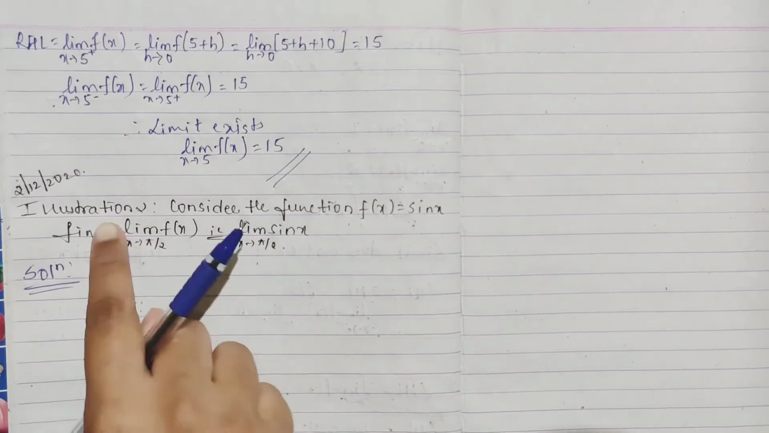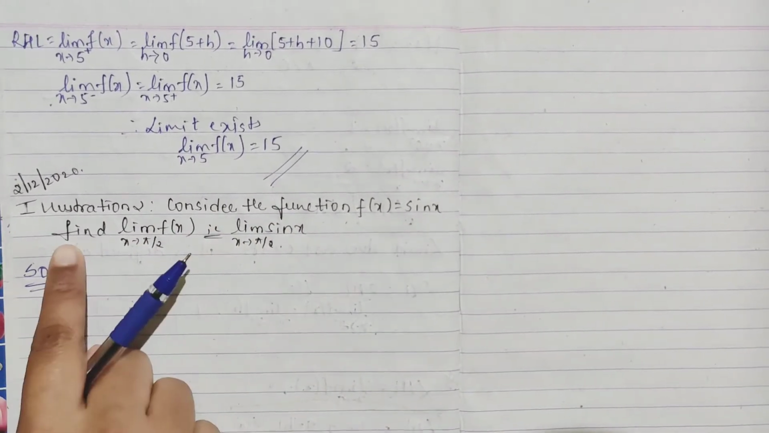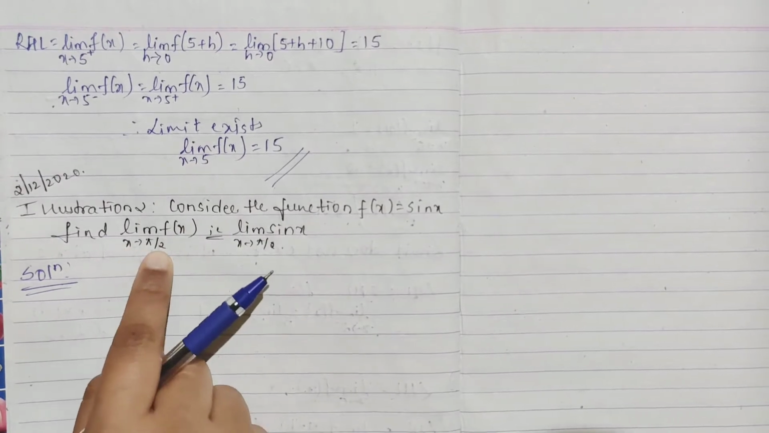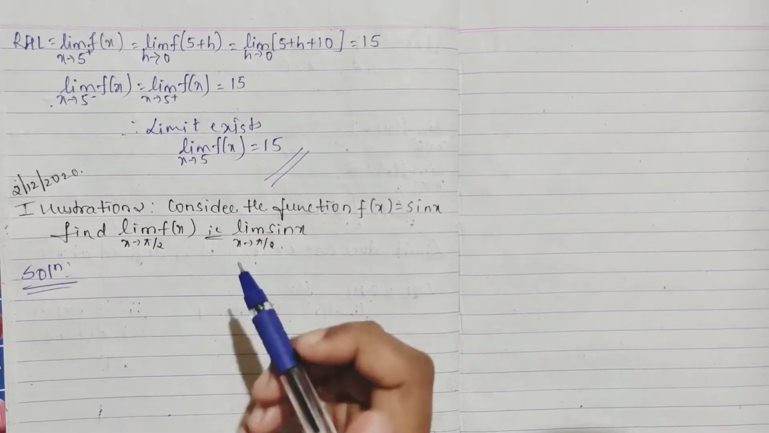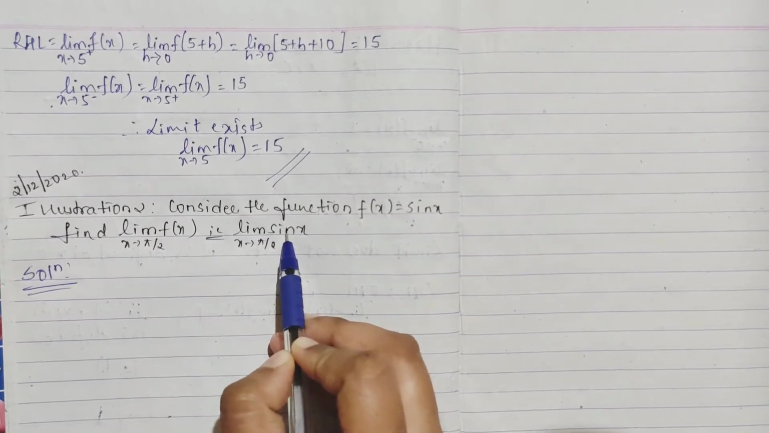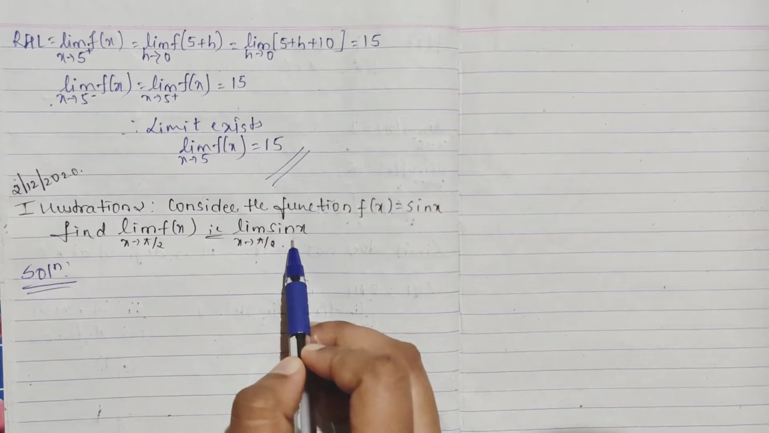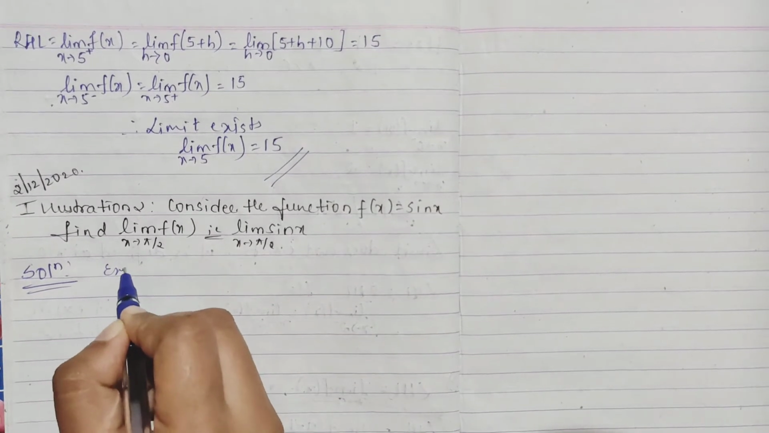Okay, so illustration 2. Consider the function they have given, f of x is equal to sin x. Find the limit of f of x as x tends to pi by 2, where f of x is nothing but sin x. So you have to find this limit. Before that you have to check its existence, right?